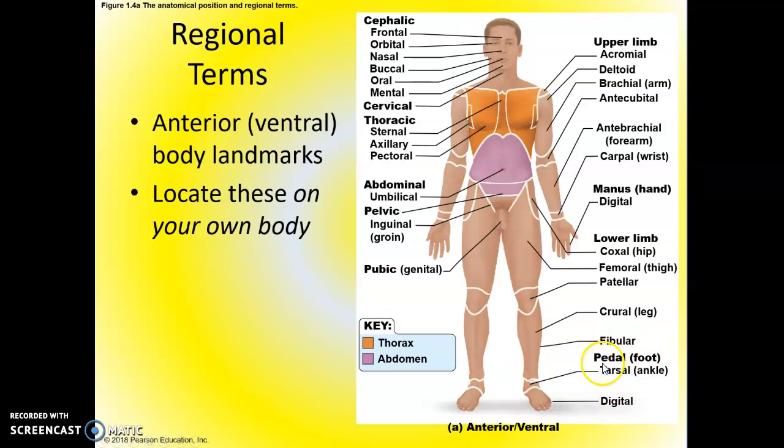And then we've got the foot, the pedal region, and that includes the tarsal region, the ankle. The tarsal is the equivalent to the carpal, the wrist, and the ankle there, carpal and tarsal. And then we've got our foot with its digits on there. So that's the anterior view, the front.